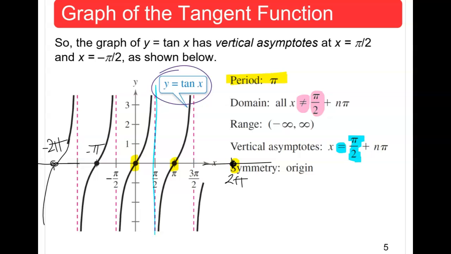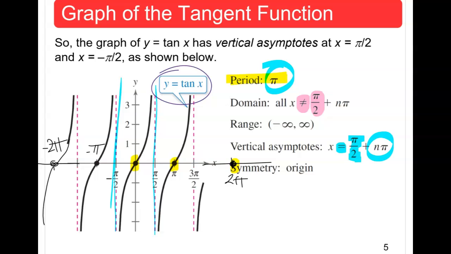So it will be here at pi over 2, at negative pi over 2, and also at any other multiple of, if we were to add pi over 2 plus a multiple of pi. Remember, the period is pi, so it makes sense that the behavior happens every pi units.